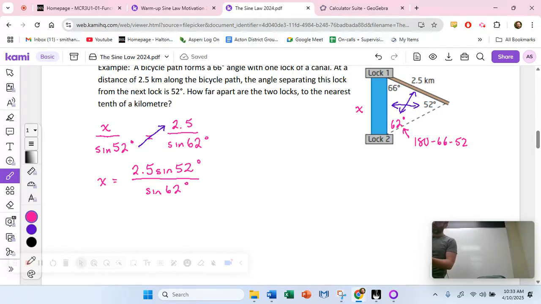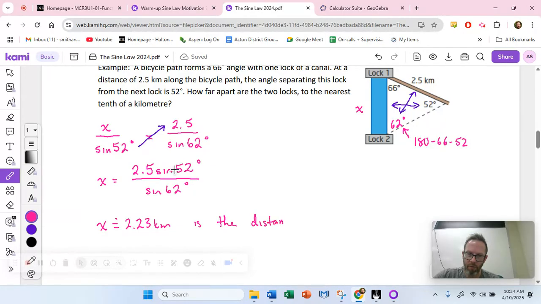The sine law is nice. It is the sine law. As long as you have that side angle pair, I got about 2.23 kilometers. I'll just finish this off, is the distance between the locks. Period. Yeah, the sine law is pretty slick.